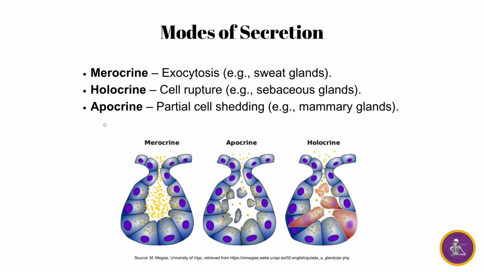Apocrine secretion is intermediate. A portion of the cell membrane and cytoplasm pinches off, carrying the secretory product with it. This occurs in mammary glands, which release lipid components of milk through this method. Understanding these mechanisms helps explain differences in glandular function and in the nature of their secretions.